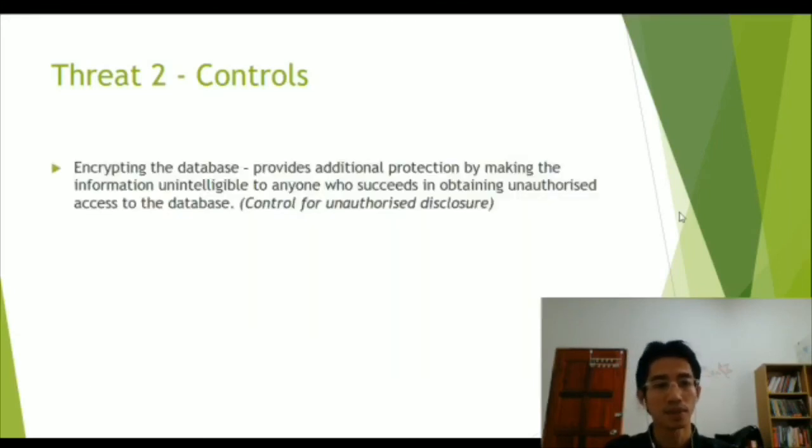Next, encrypting the database. It provides additional protection by making the information unintelligible to anyone who succeeds in obtaining unauthorized access to the database. It applies to the question as a control for unauthorized disclosure. Basically, one example: an investor wants information or a report of the company which needs to be transmitted over the internet. So how do we keep it confidential? The company can encrypt the data so that any intruder cannot read the data unless it is decoded. So that's how it works.